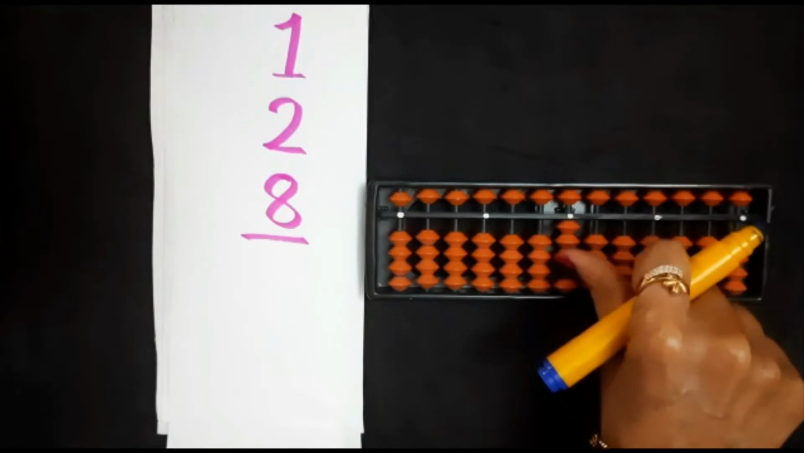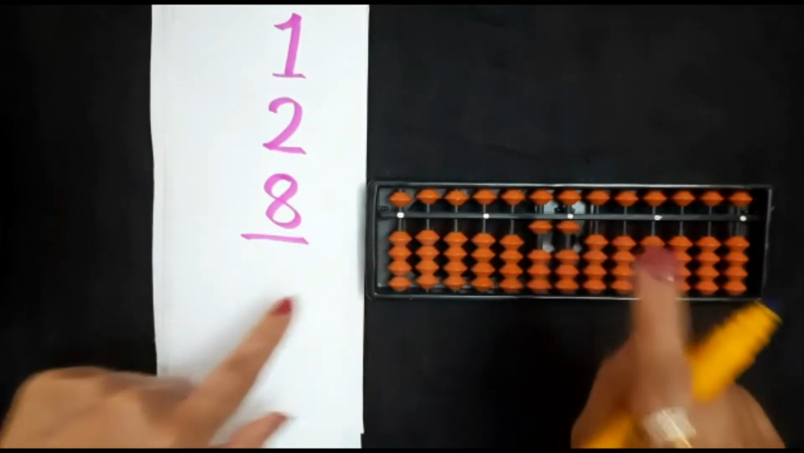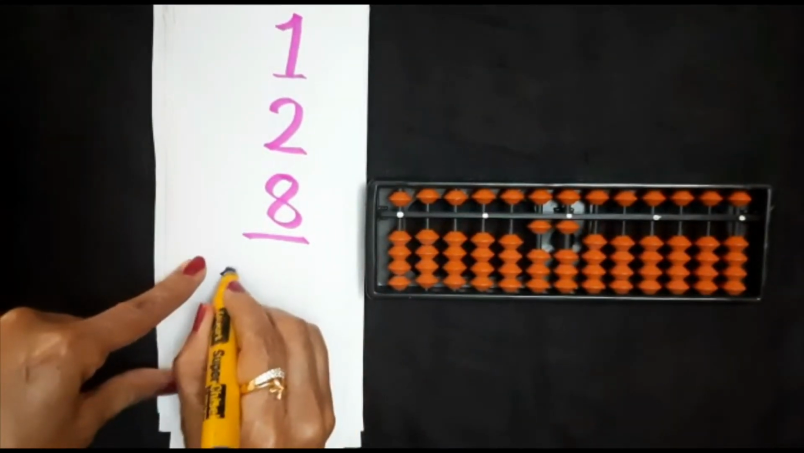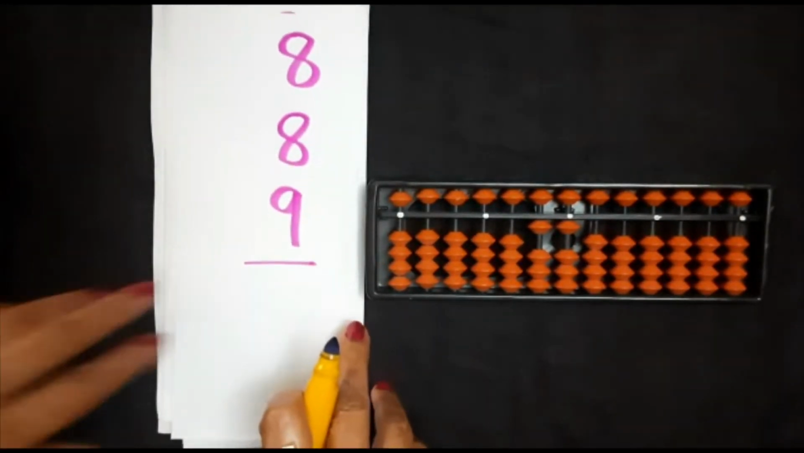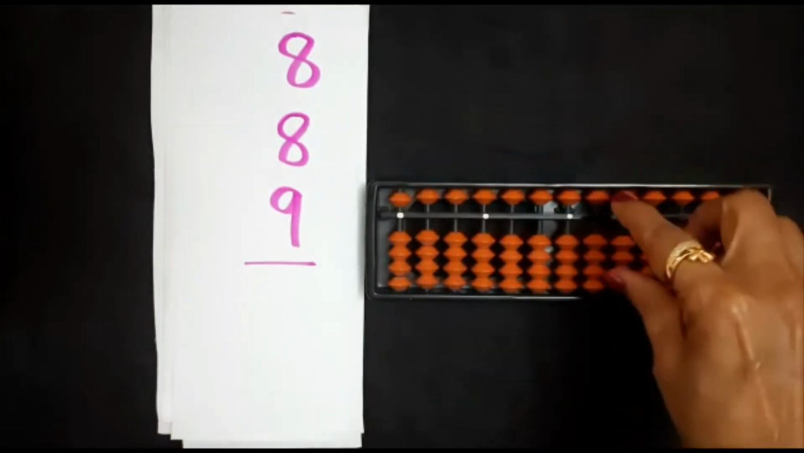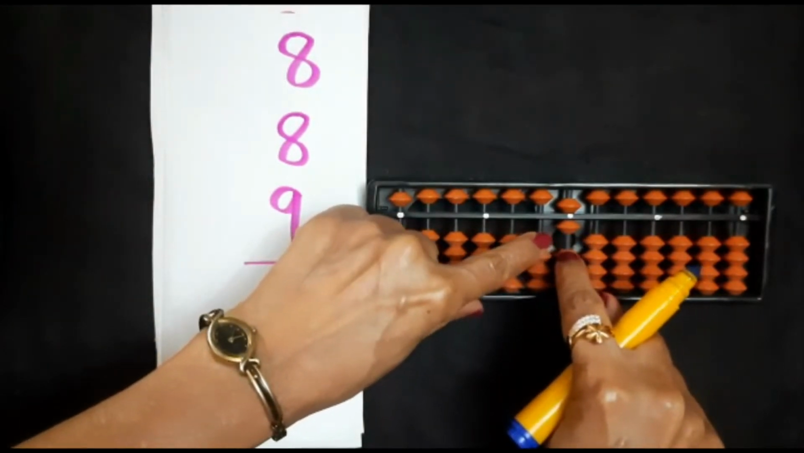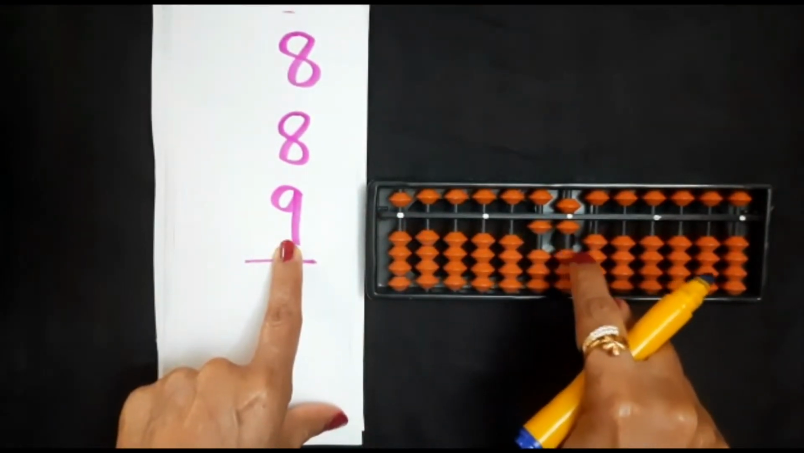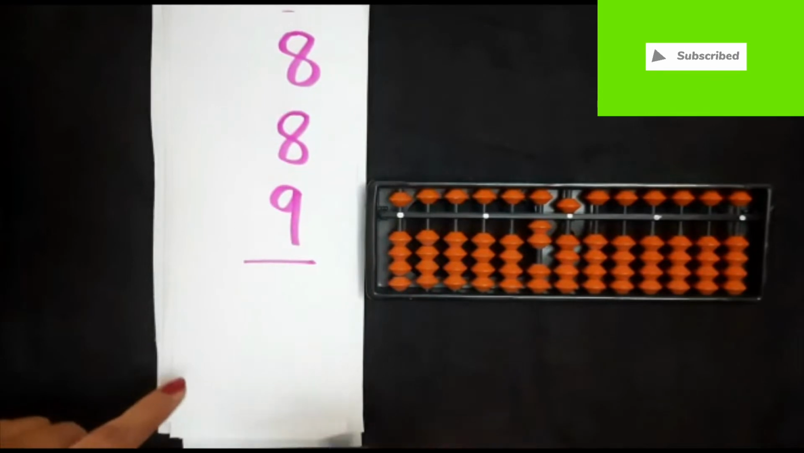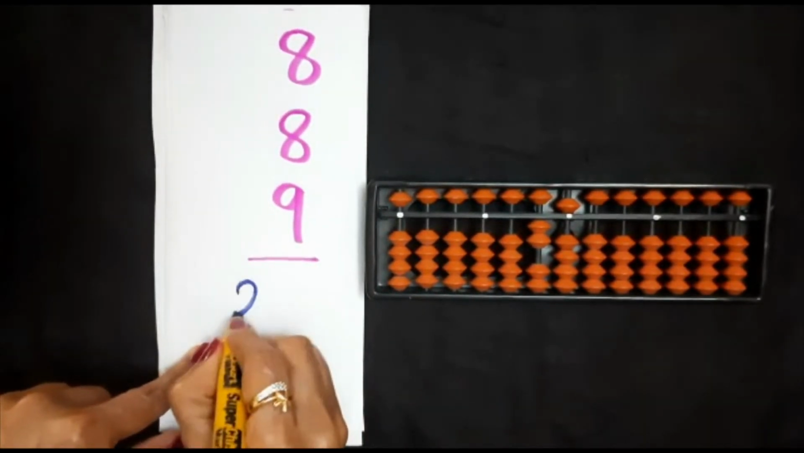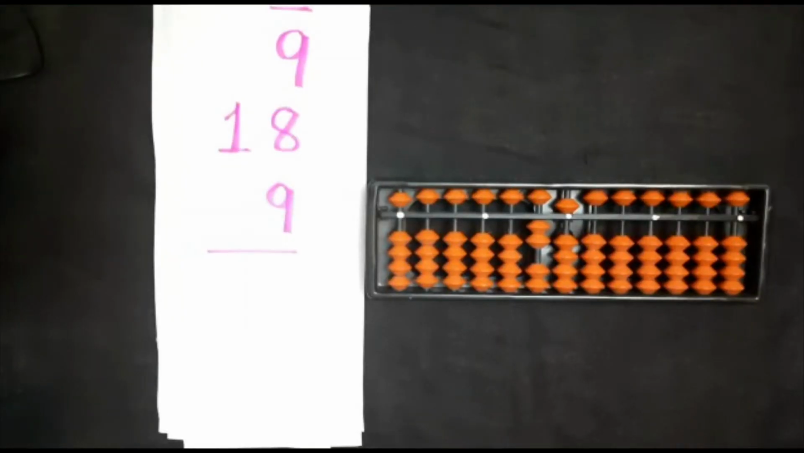1 plus 2 plus 8 means minus 2 plus 10. So answer is 11. Clear the abacus. 8 plus 8 means minus 2 plus 10. 9. We should remember old formulas also, minus 1 plus 10. So answer is 25. We know that after each sum it's mandatory to clear the abacus.